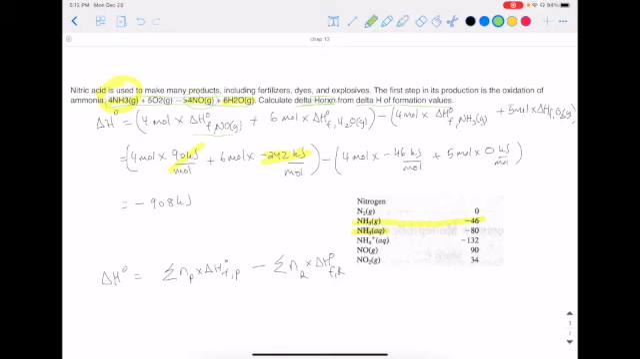And then lastly, for oxygen gas, because that's the actual element of oxygen in its standard state, its delta H formation is just 0. So calculating everything together, we end up getting negative 908 kilojoules.